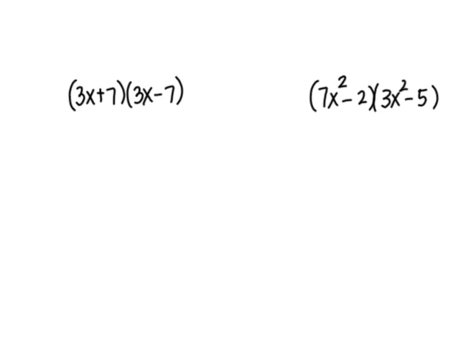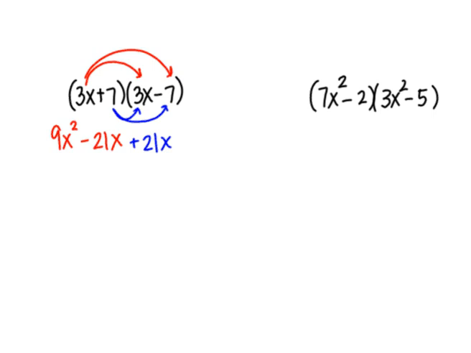My next problem is 3x plus 7 times 3x minus 7. And this is a special case because something odd happens. So I'm going to take that 3x and distribute it through. And this gives me 9x squared minus 21x. Then I'm going to pick back up with a 7 and distribute it through. So this gives me a positive 21x minus 49.